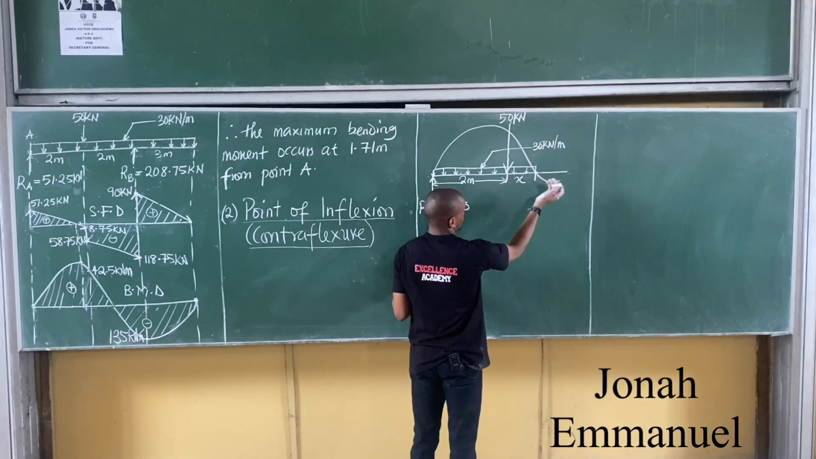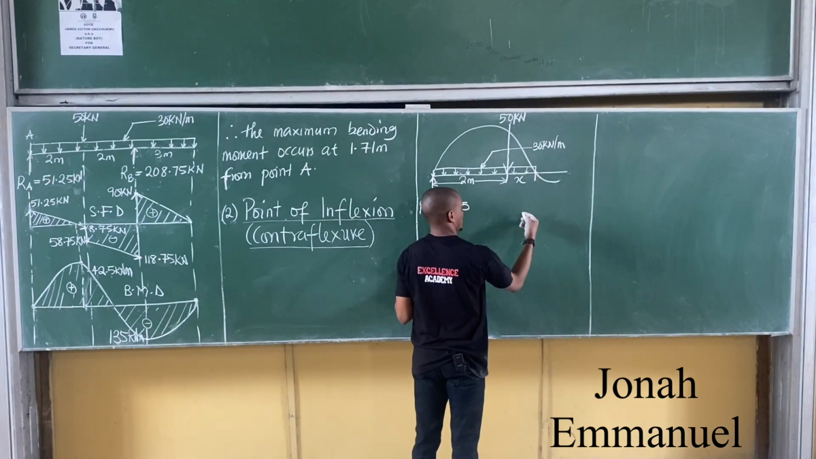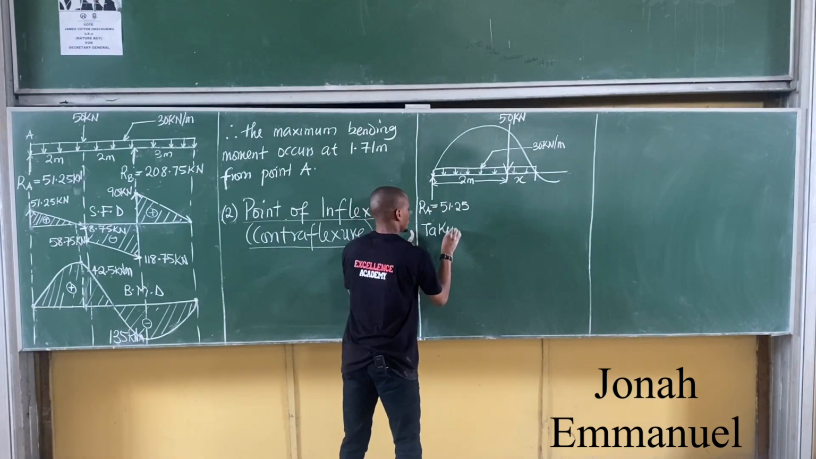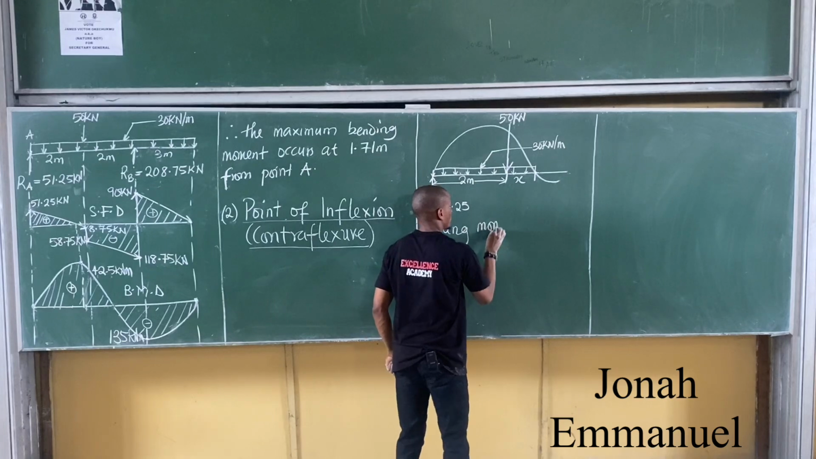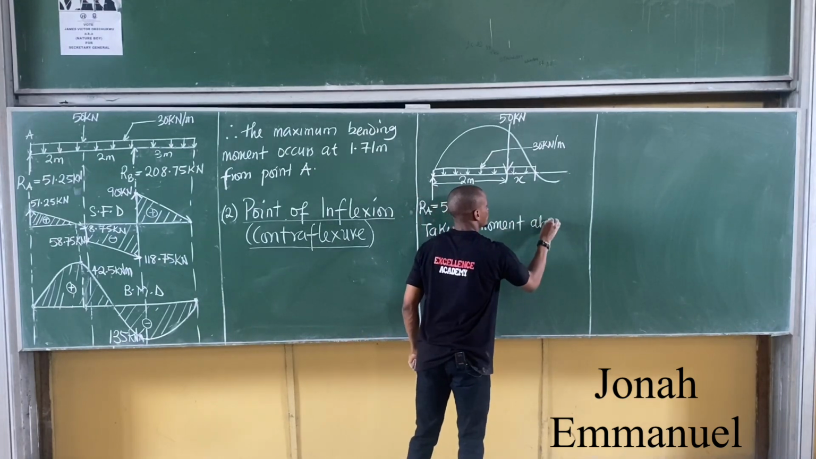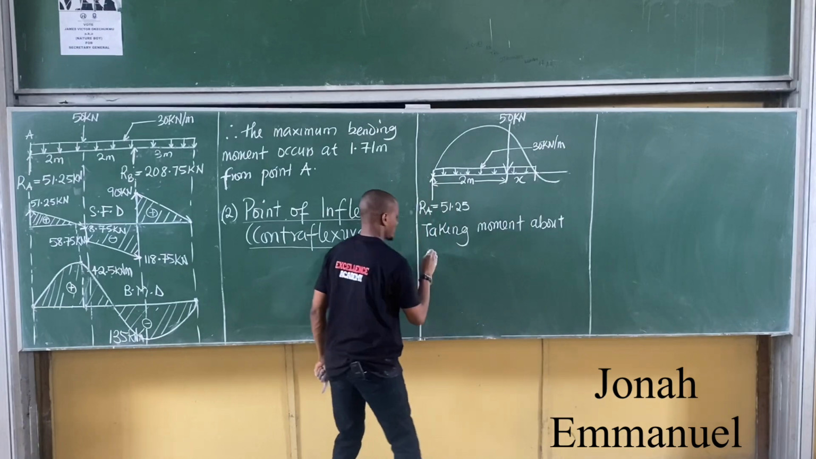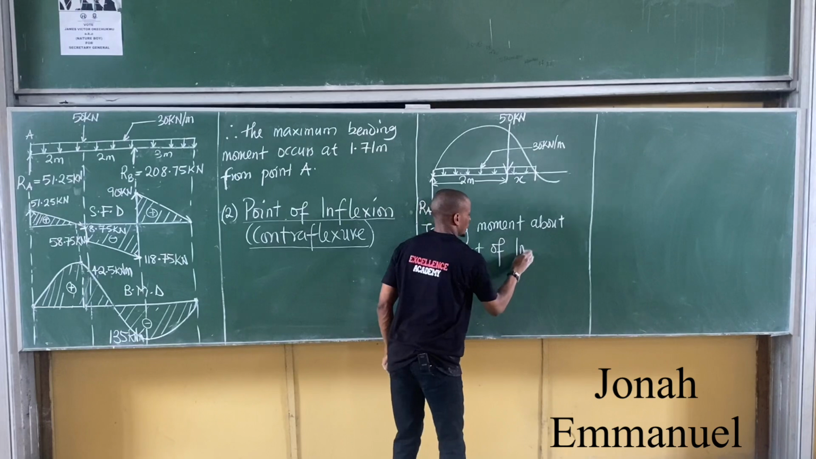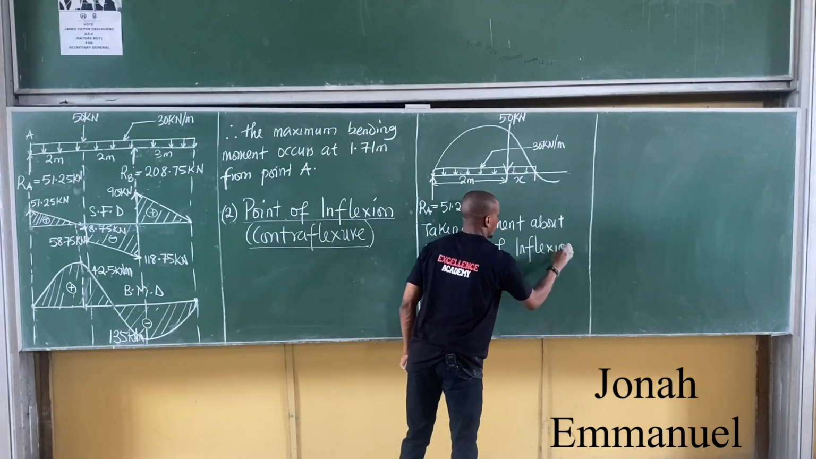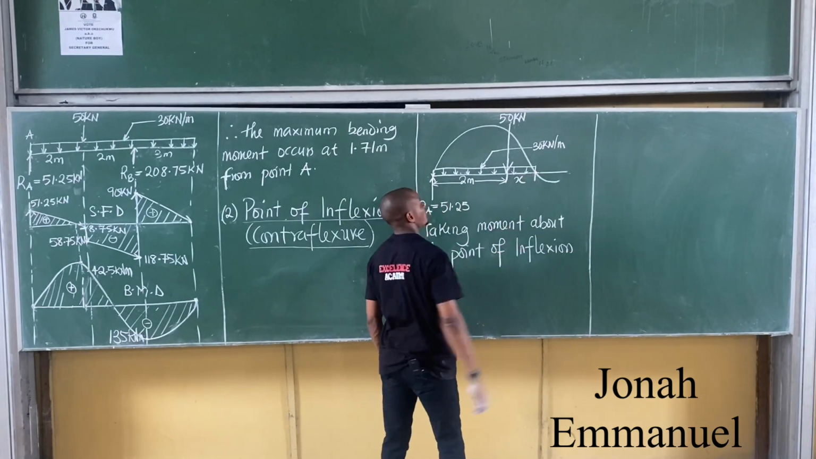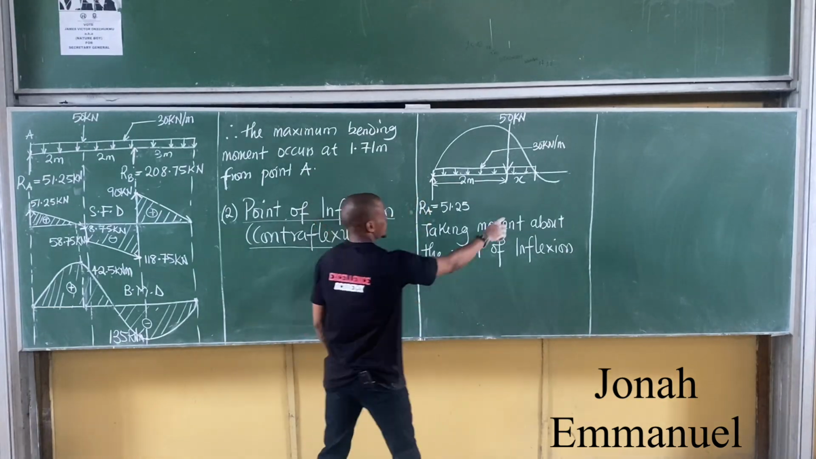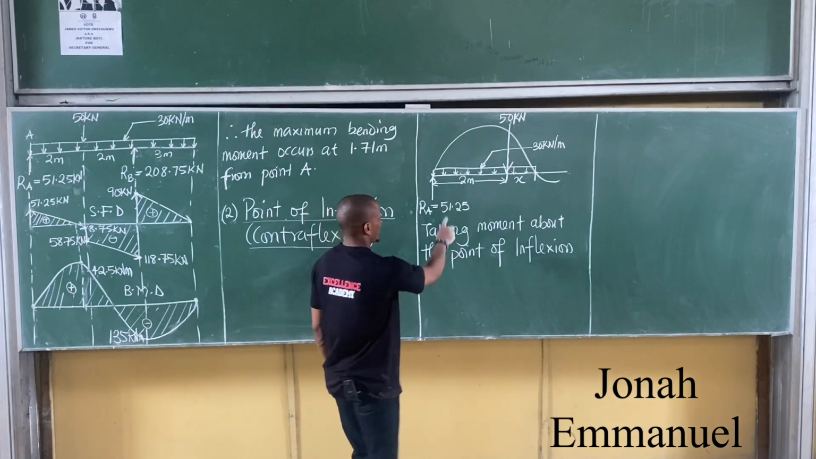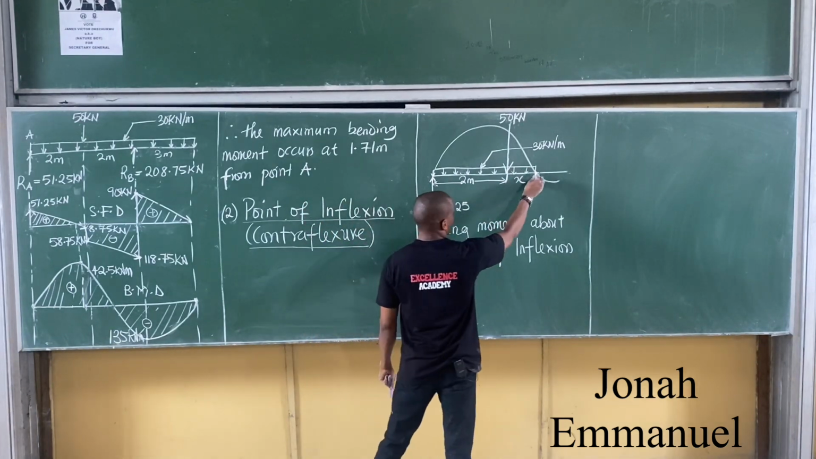Let me call this point, look at this x. So here's x. So let's say taking moments about this point. Here is the point of inflection. Why is it the point of inflection? It's where the bending moment is 0. Think about this point. What do you have? How do you think about here? What do we do?